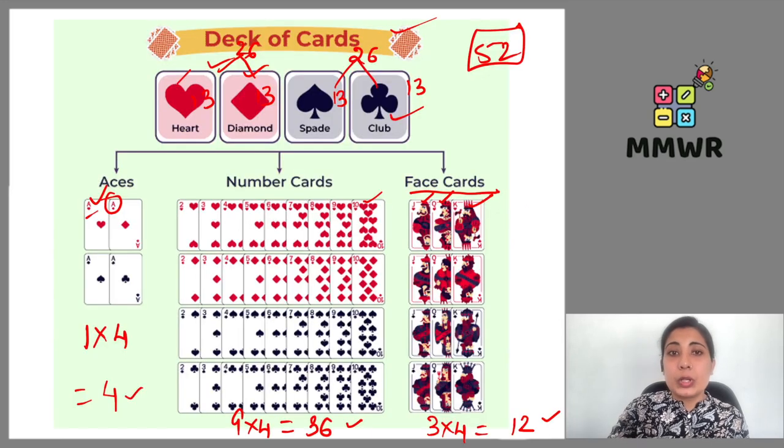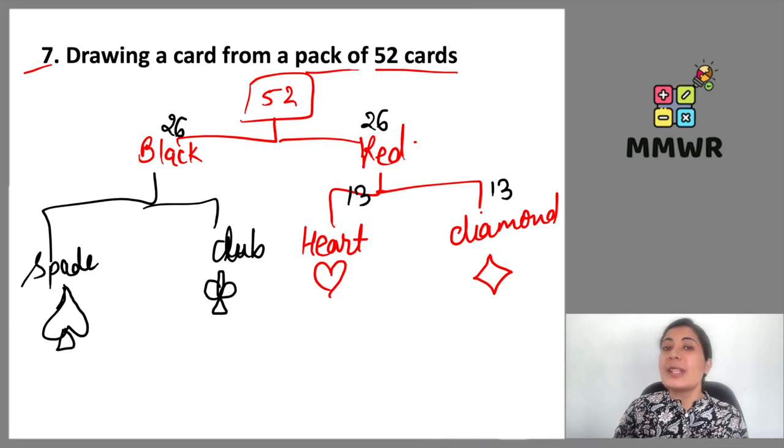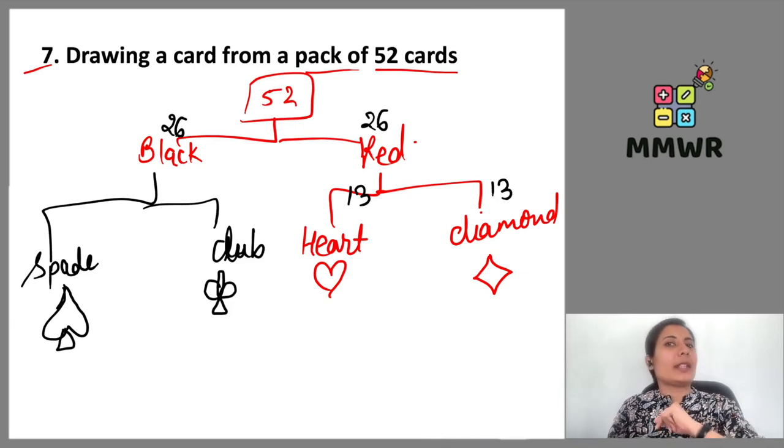Club cards, right? So this shape is for club card, and this shape, just a minute. Sorry, I forgot. Yes, this shape is for spade. So likewise, we can categorize.